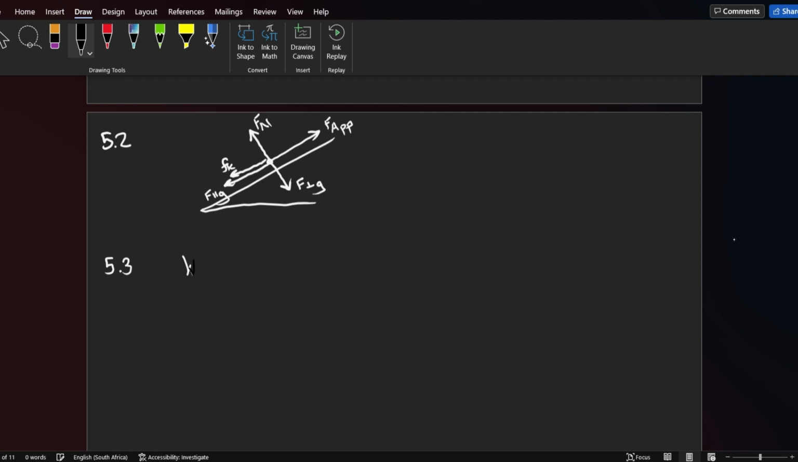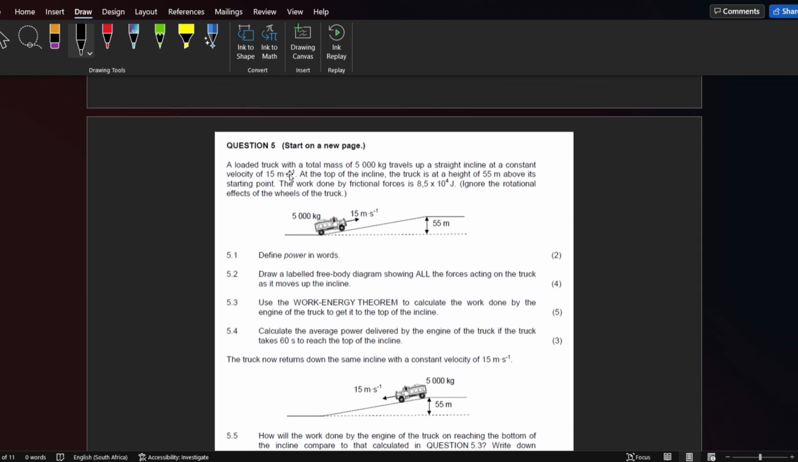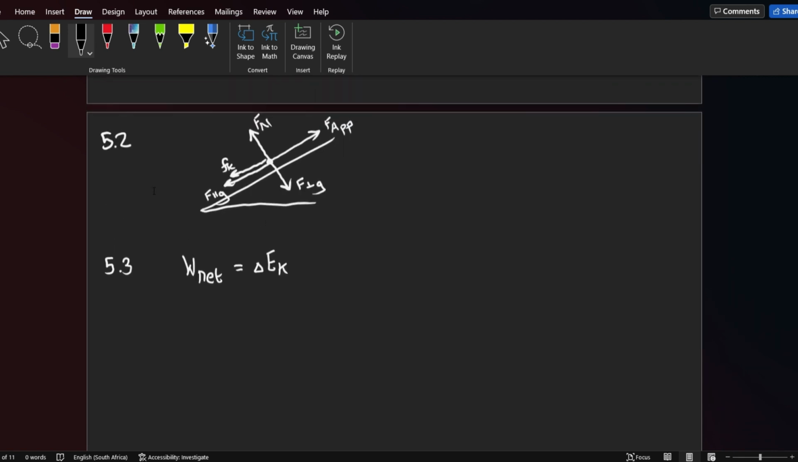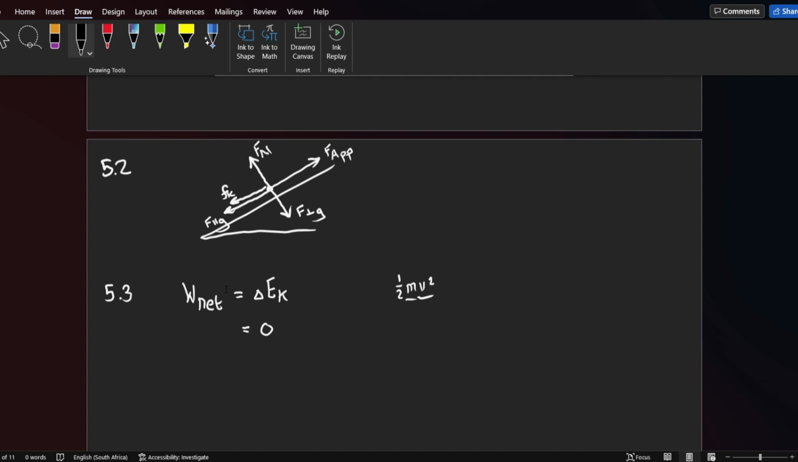The work energy theorem states that the net work is equal to the change in kinetic energy of an object. However, from reading the question, they told us that the velocity of this truck was constant. That means the kinetic energy did not change, because kinetic energy is given as half mv squared. If the velocity didn't change and the mass is also constant, our change in kinetic energy is 0. So we have to substitute something here for the net work.